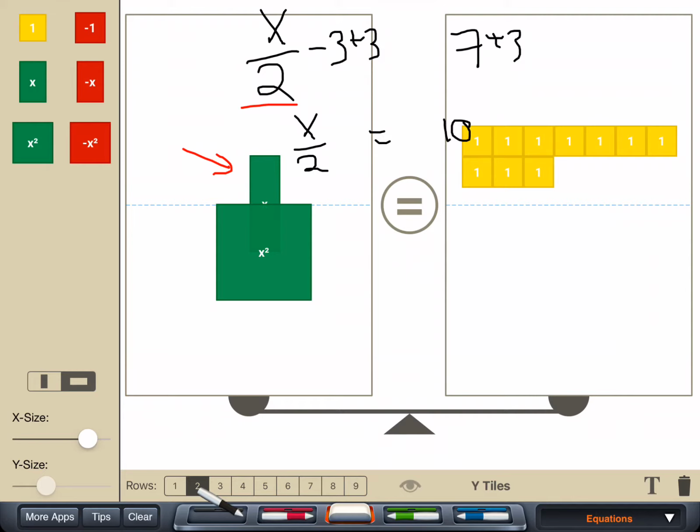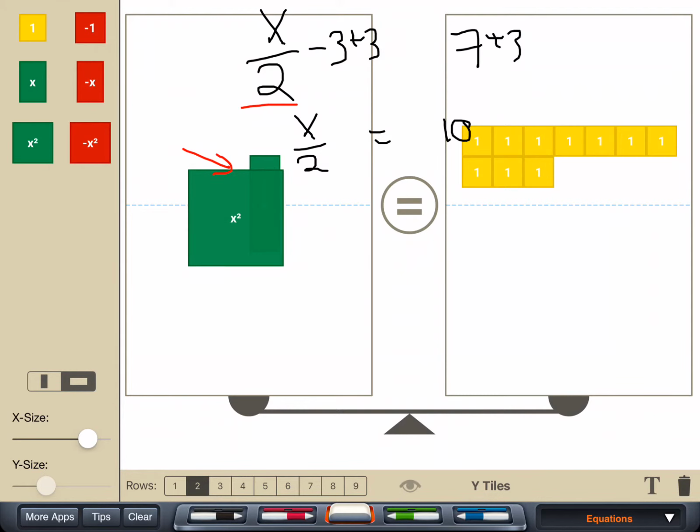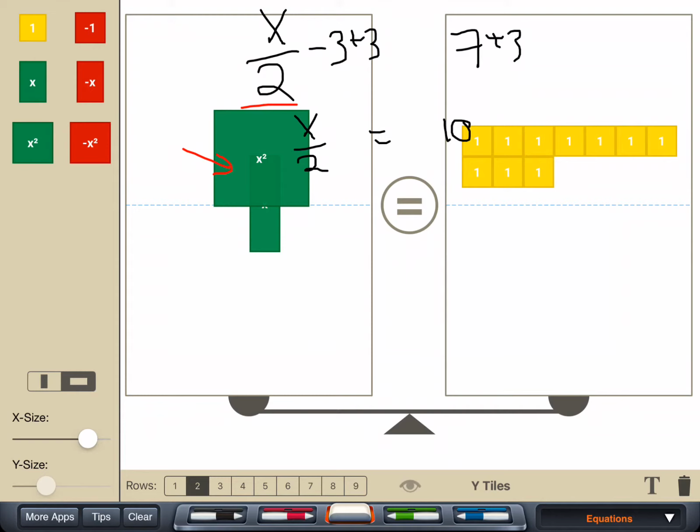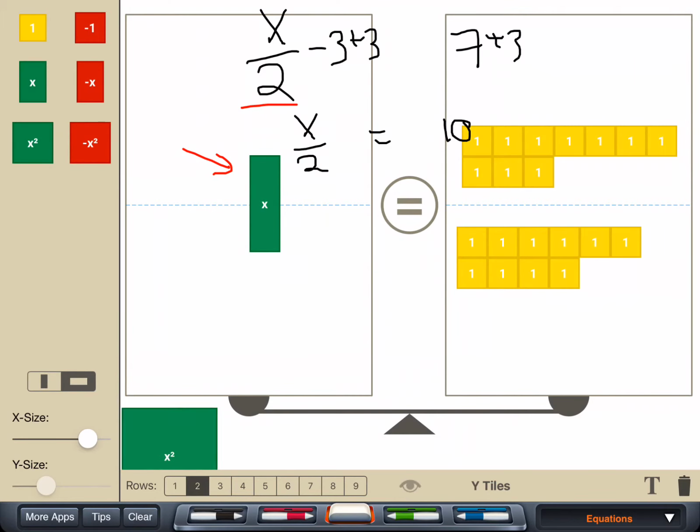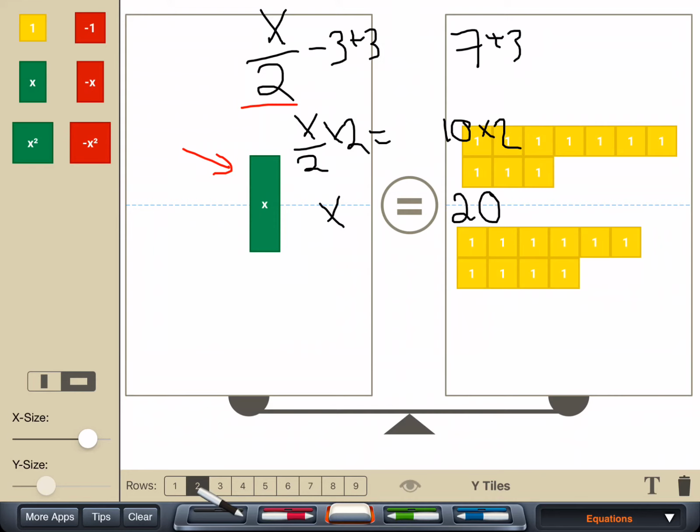Now, if this half of x equals 10, then this half of x is also going to equal 10. So I'm just going to put 10 down here. 1, 2, 3, 4, 5, 6, 7, 8, 9, 10. And when I pull it all away and look at x, well, what does x equal? It equals 20. So what did I just do there numerically? I multiplied by 2, using the same number with the opposite operation. I multiplied by 2, and x divided by 2 times 2 is x. 10 times 2 is 20, and so I have a solution.